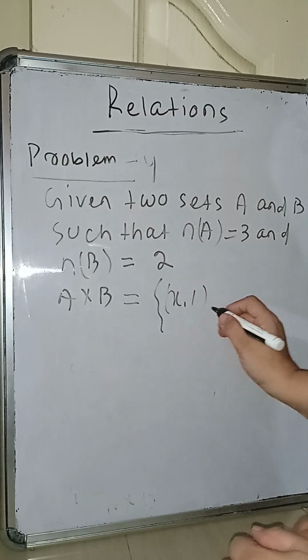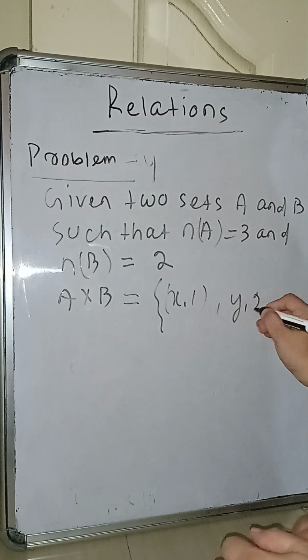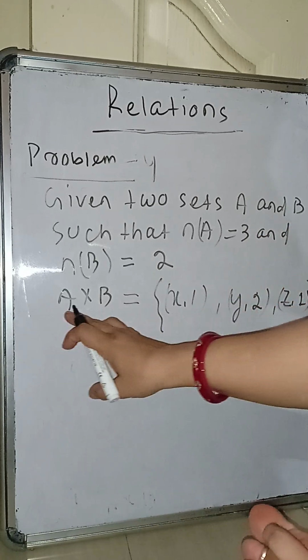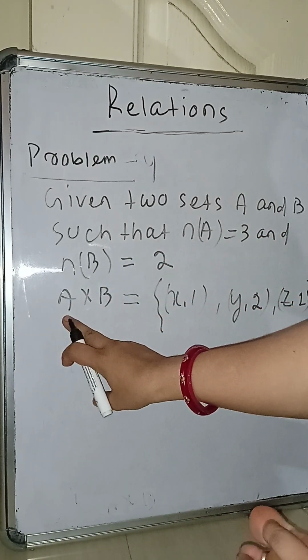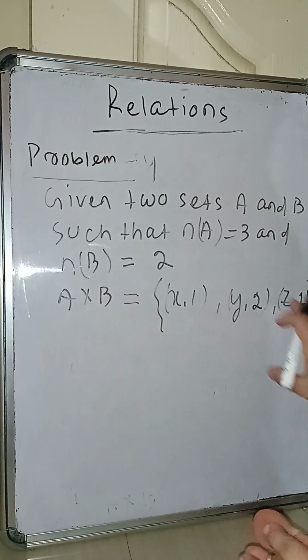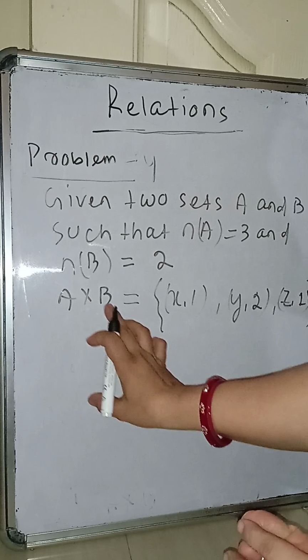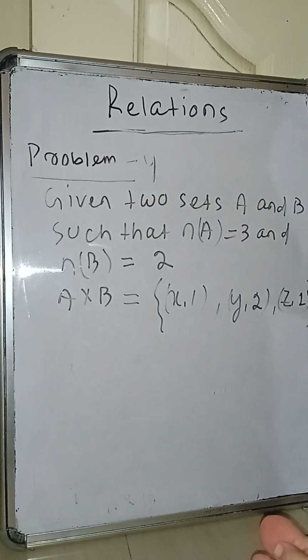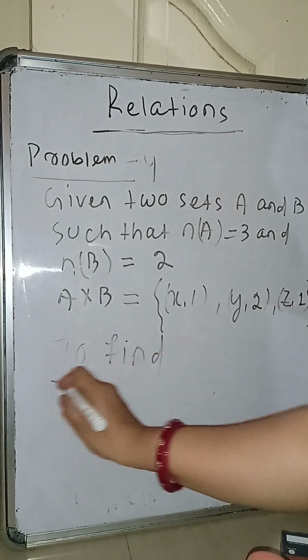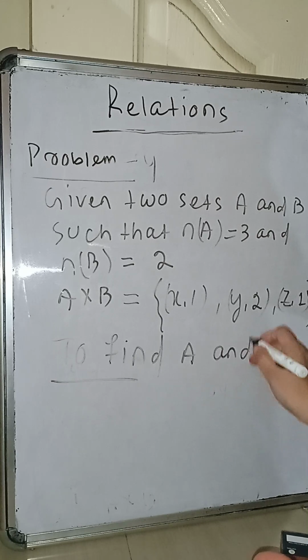As per the question, it is (x, 1), (y, 2), (z, 1). So these are the given data. Two sets are given: the number of elements of set A means 3 elements are there in set A, 2 elements are there in set B, and the Cartesian product is given like this. So what you have to find? You have to find your set A and set B. So how to find set A and set B?